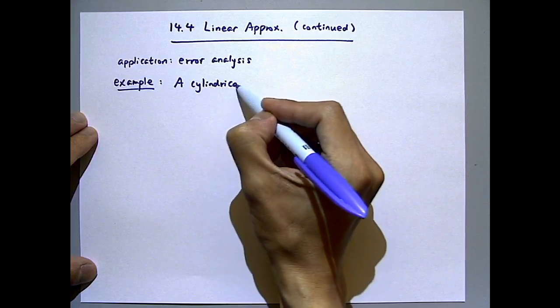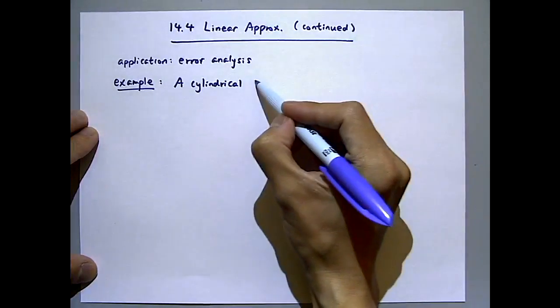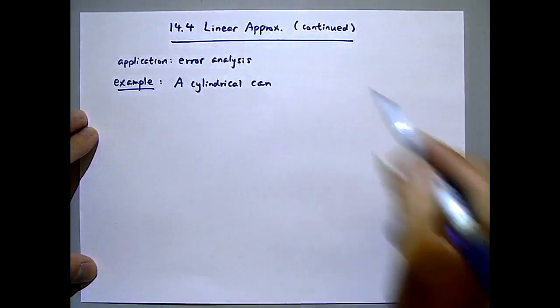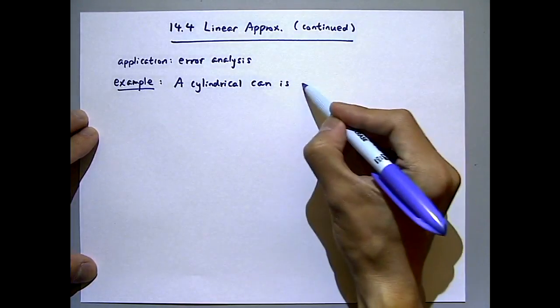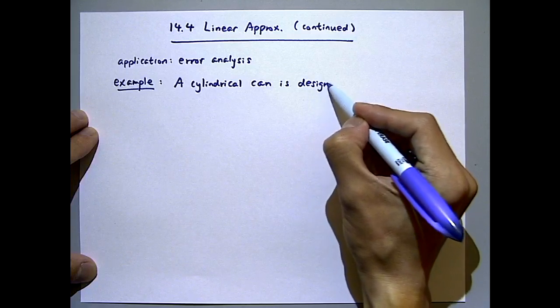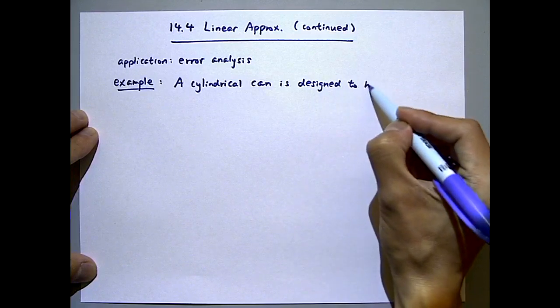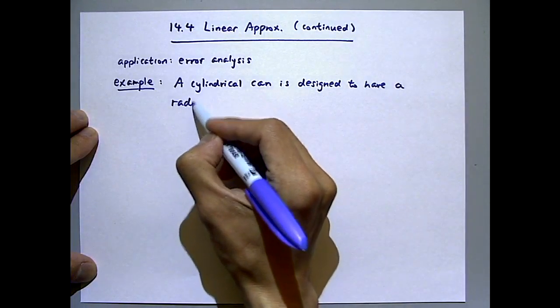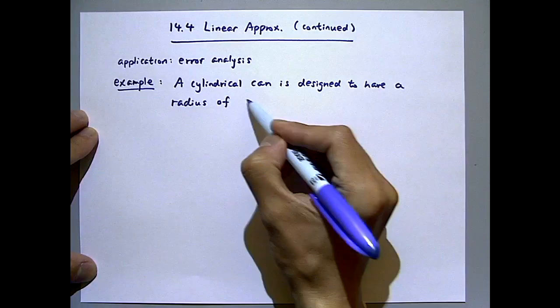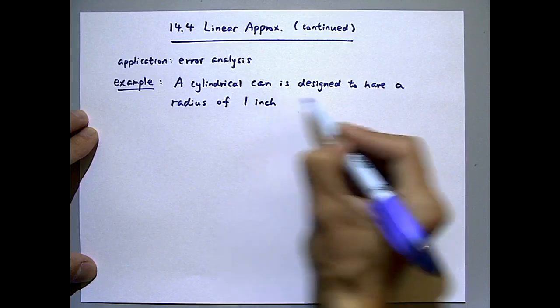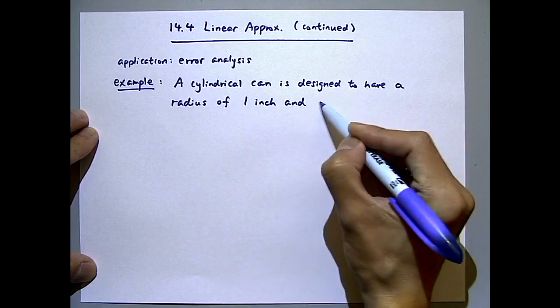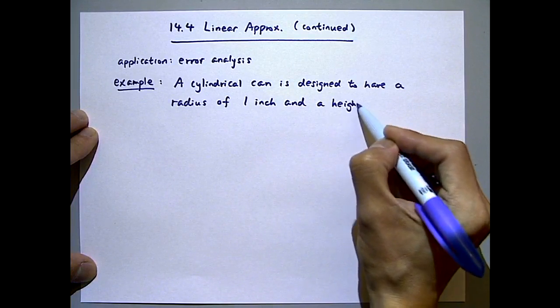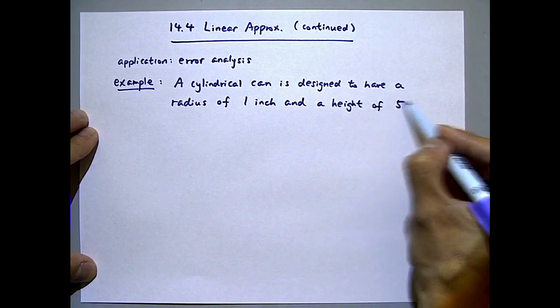Here, let's use an example. We have a cylindrical can. And it's designed to have a radius of 1 inch and a height of 5 inches.